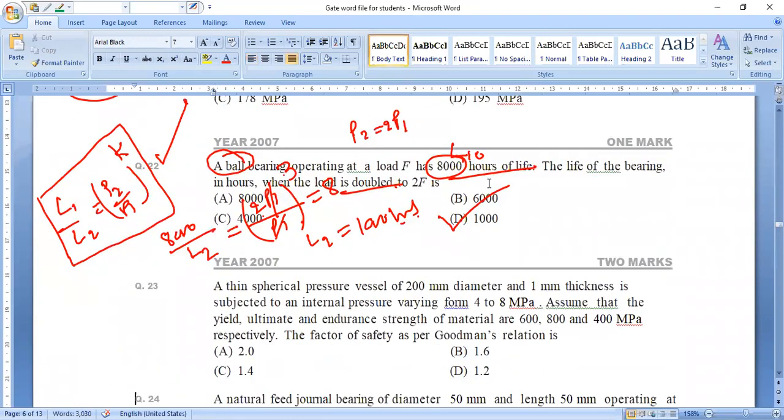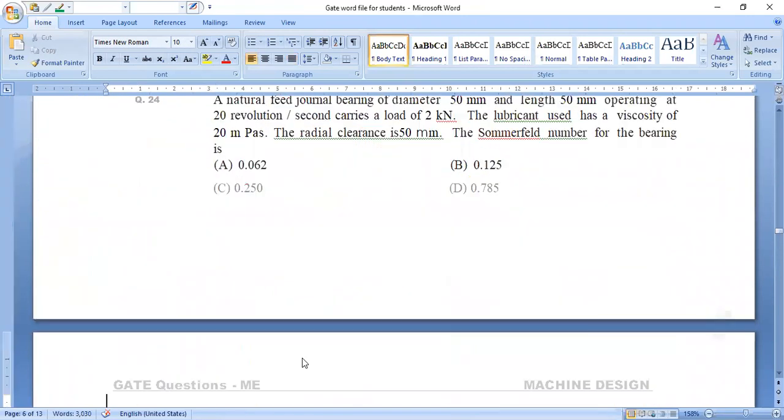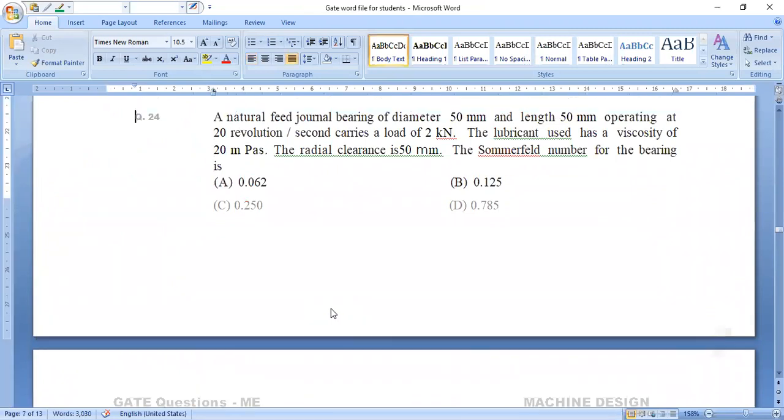Now move further. This question is related to some pressure vessels. I am not taking this. Yes, this is a bearing question. Question 24. So I will take this.